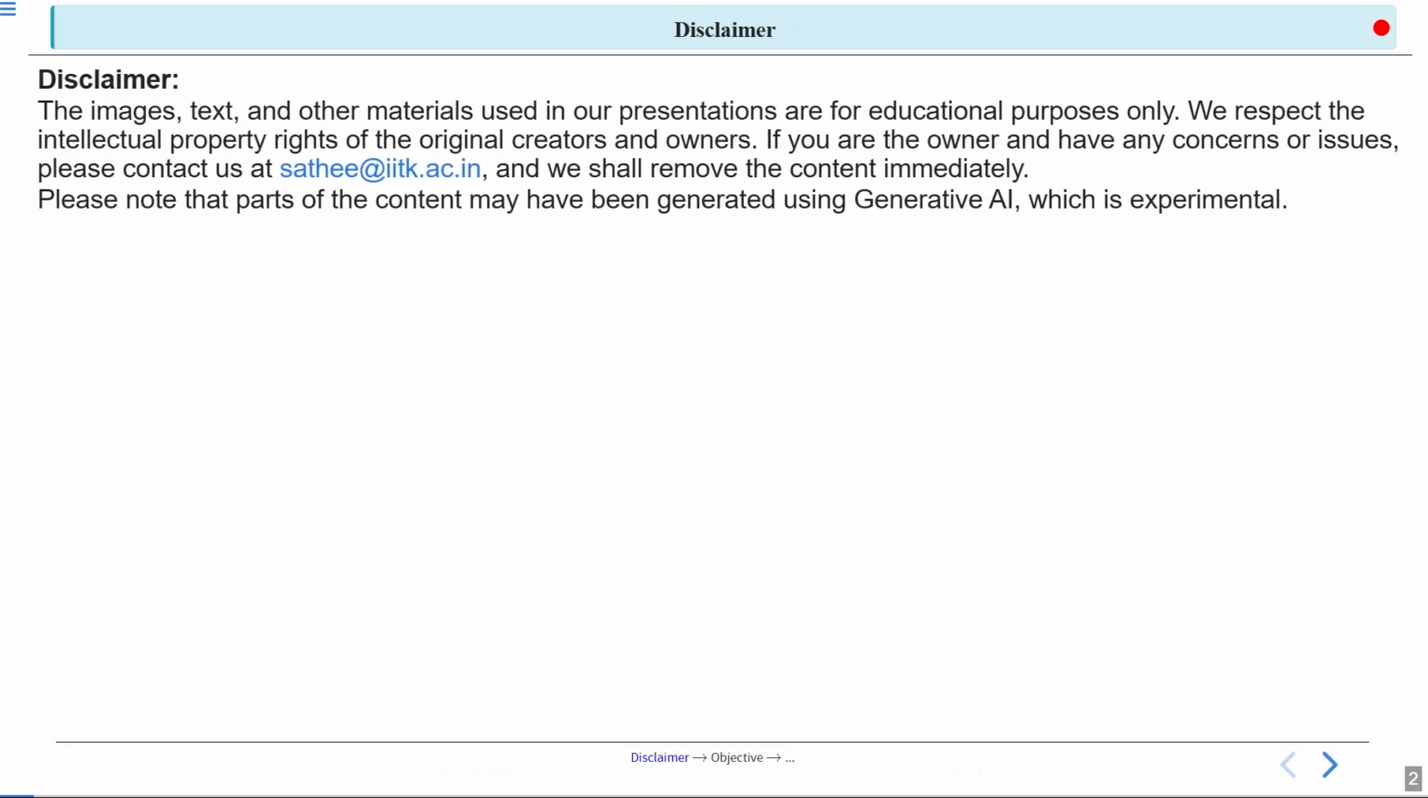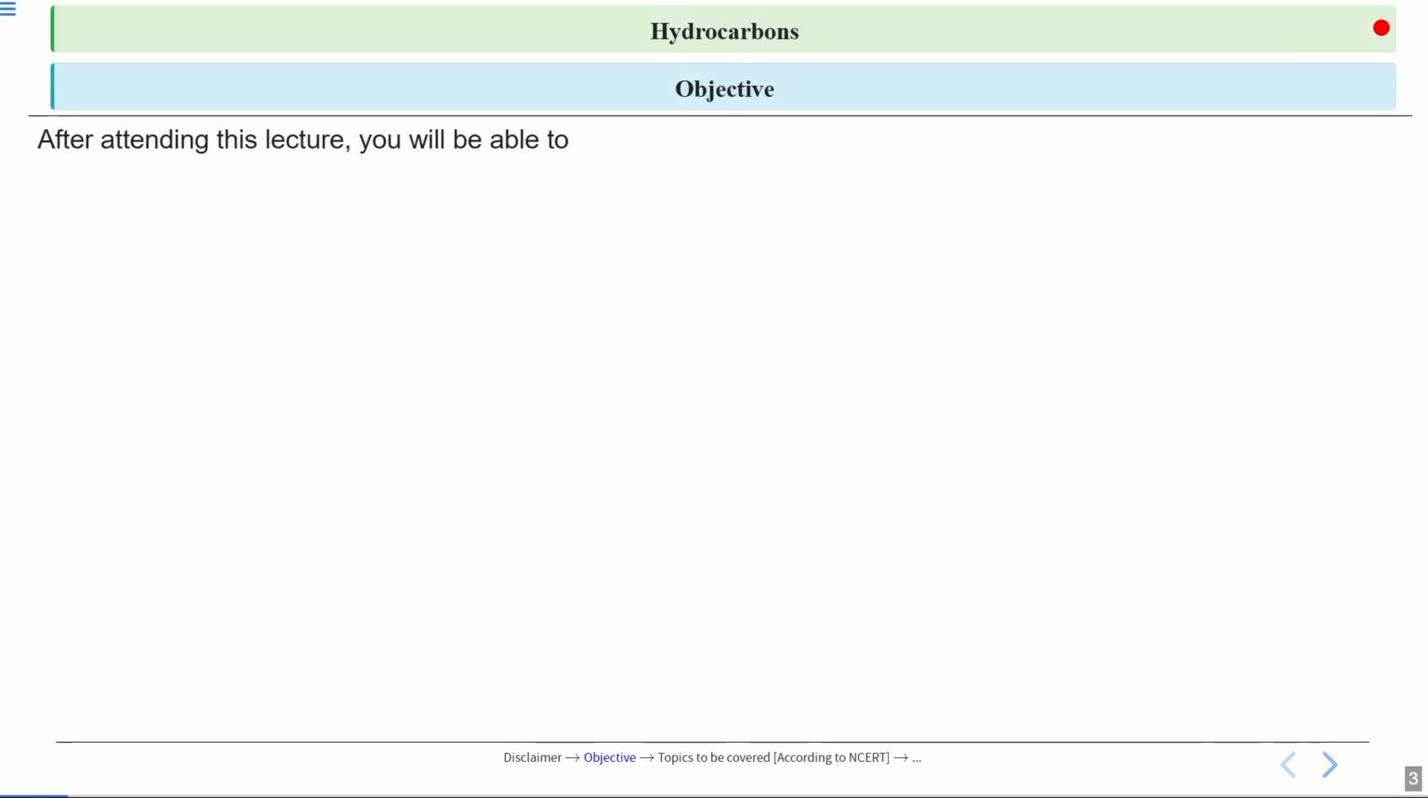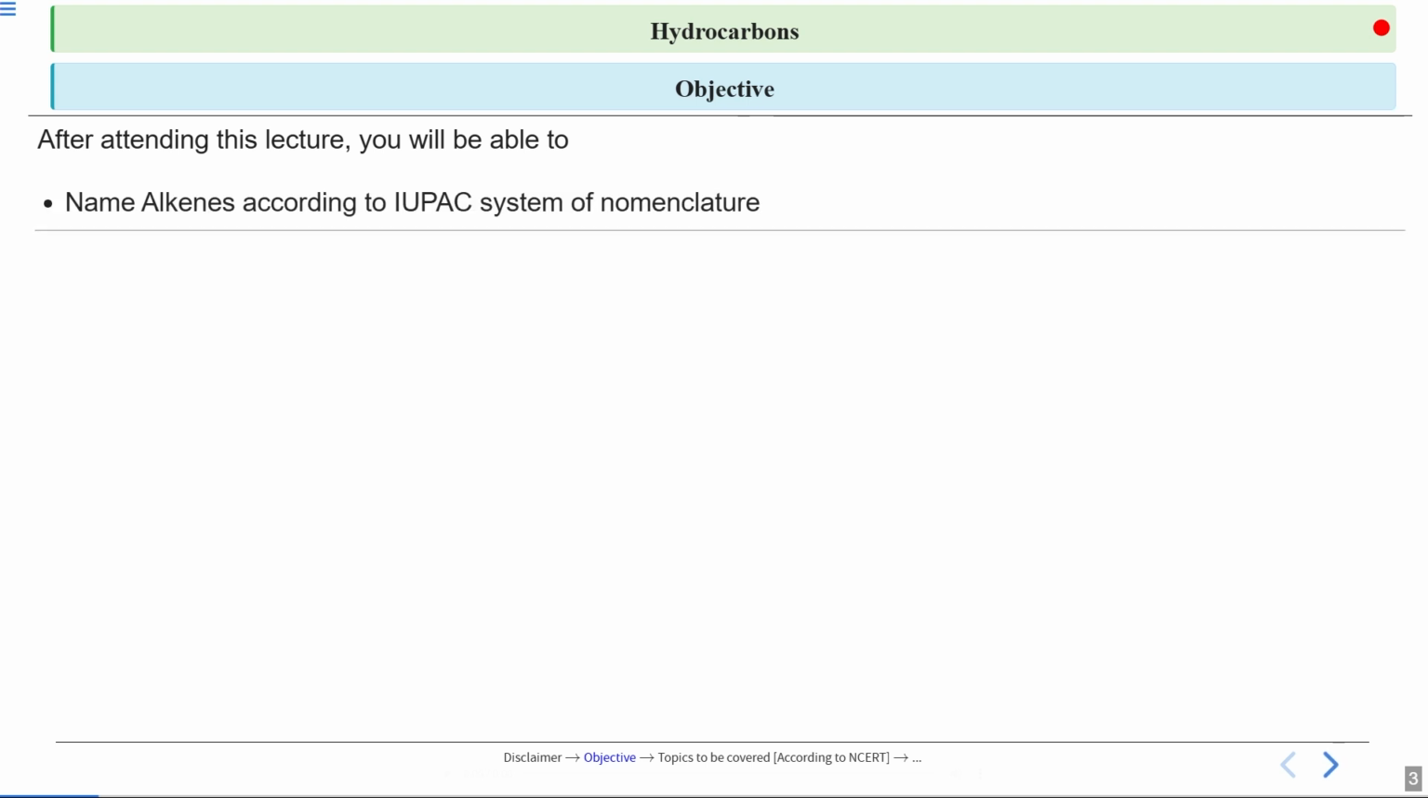This is our disclaimer. Now in this class our objective would be to look upon the nomenclature of alkenes. So we have already dealt with the nomenclature of alkanes, and we also have grasped the idea of doing the nomenclature in general in the chapter GOC. So we'll use that concept also here to do the naming of the alkenes.